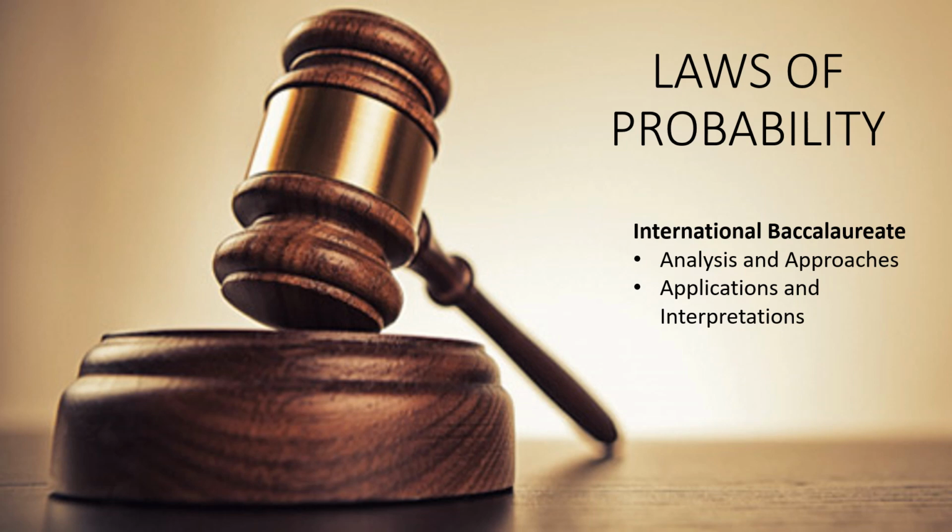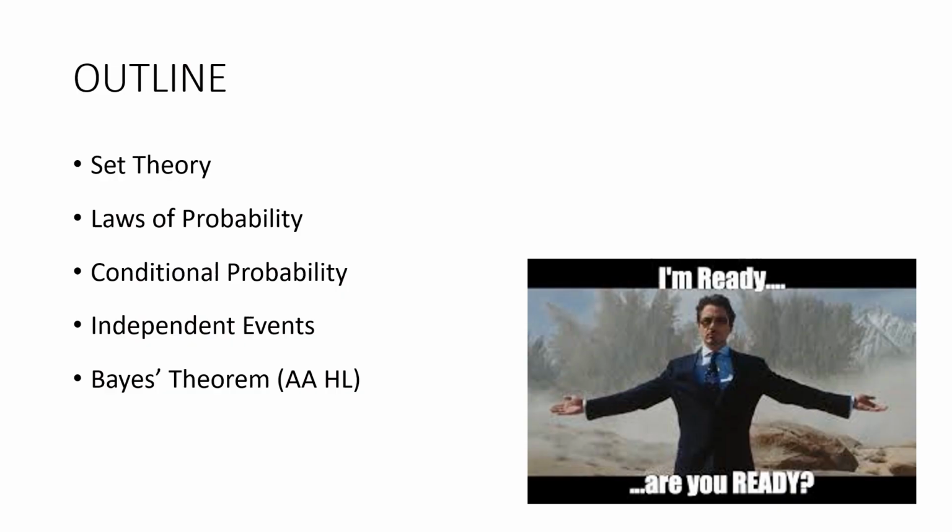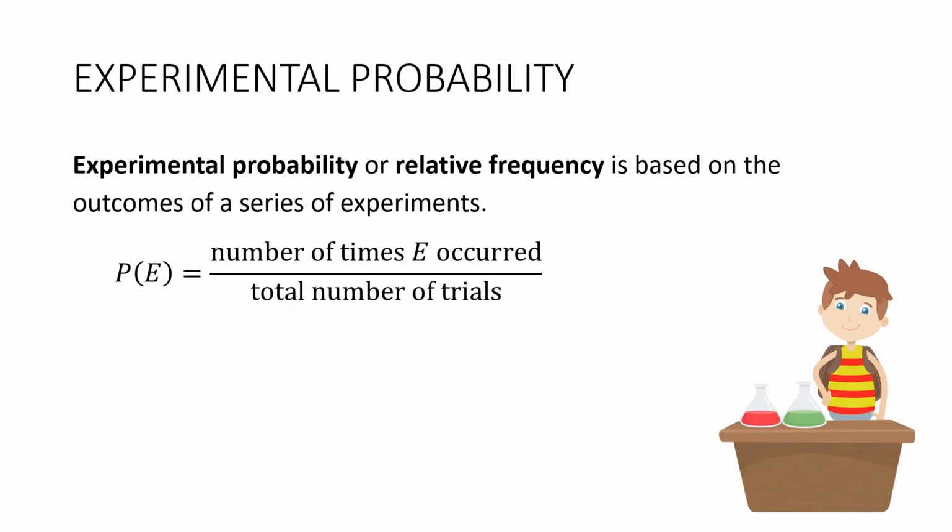Hi, Year 11. This is our second lesson for the topic of probability for the International Baccalaureate DP courses, Analysis and Approaches, and Applications and Interpretations. And in this lesson, we're going to cover the laws of probability. So let's start with the difference between experimental probability and theoretical probability.